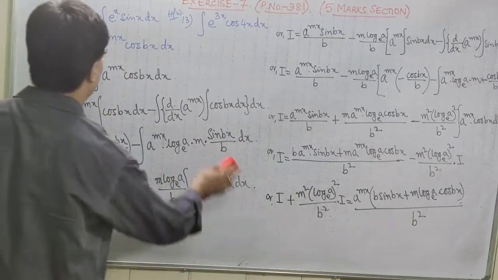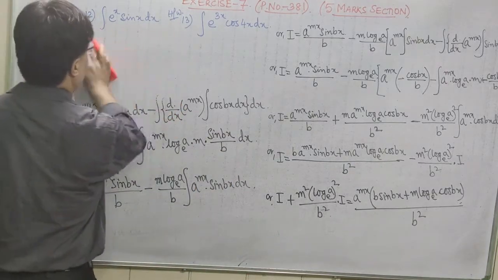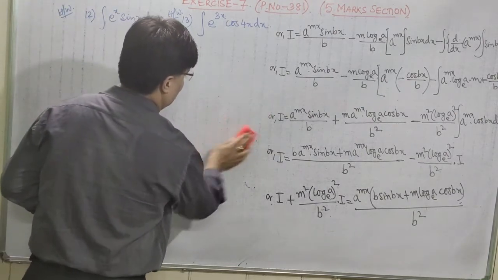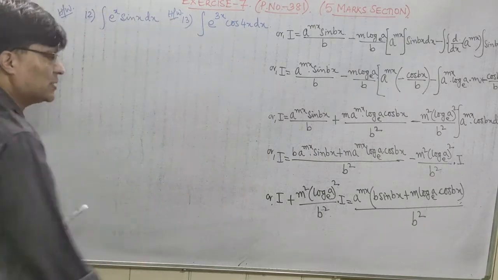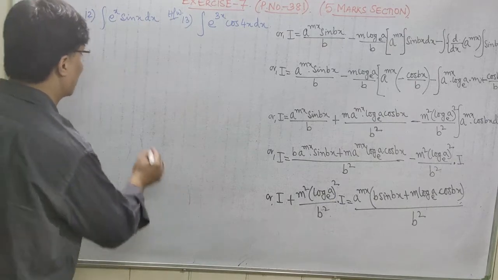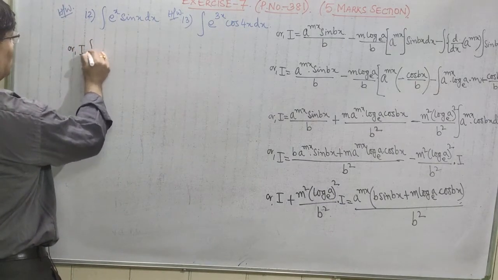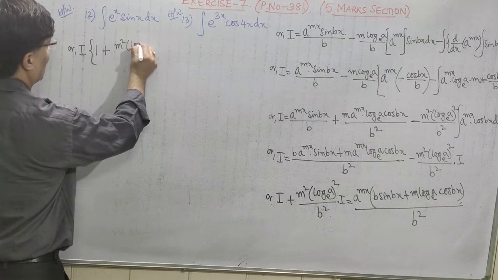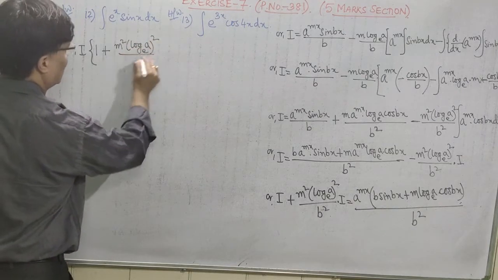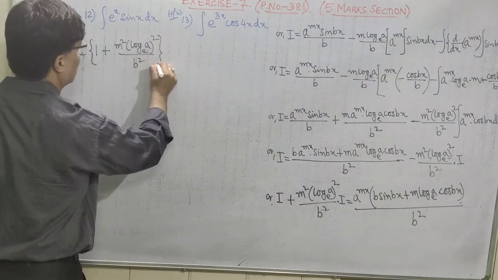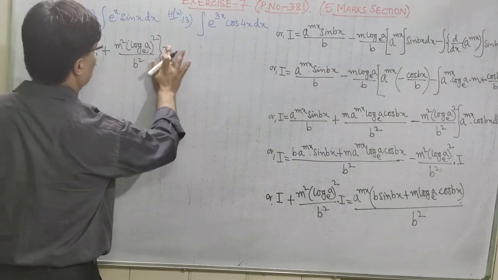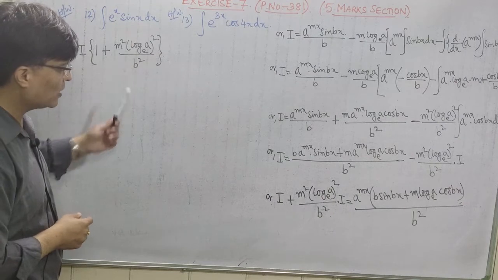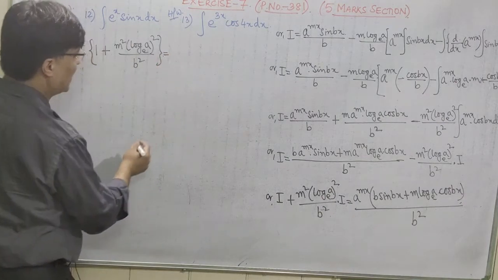So let us simplify it now. Let us get the value for I. On the left hand side I is common. So within the second bracket we have 1 plus m square into log a base c whole square divided by b square. The second bracket is closed. I is common out here, so within the second bracket we have 1 plus m square log a base c whole square divided by b square is equal to, the right hand side is kept as it is.